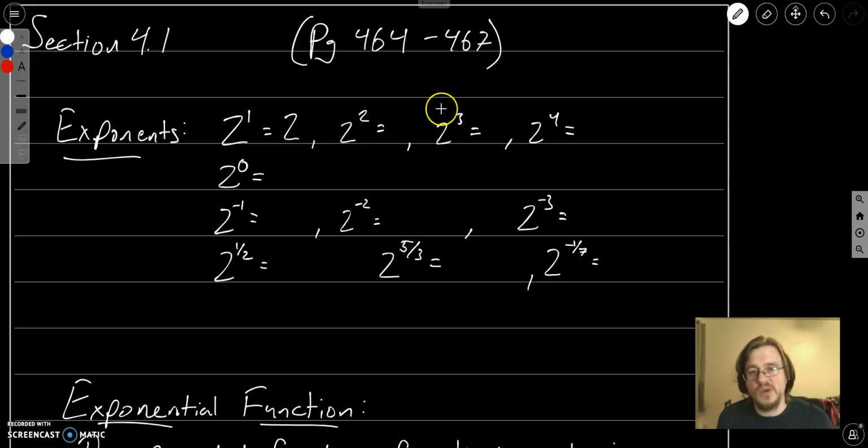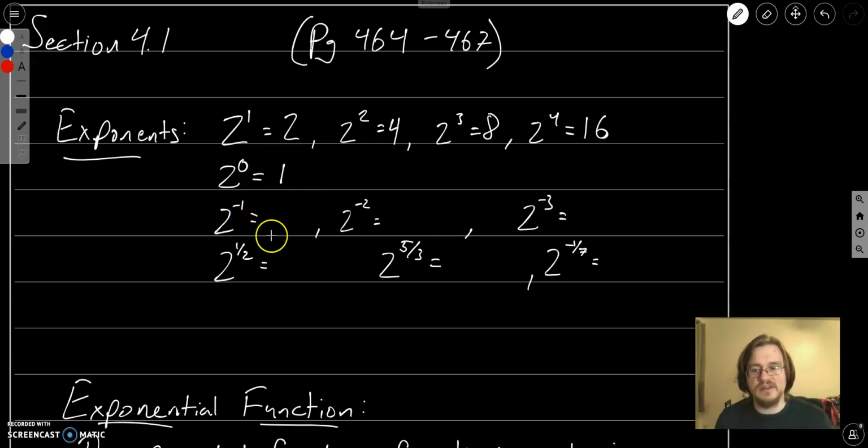Here we have 2 squared. Something squared is just it times itself, so 2 times 2 is 4. 2 to the third power is going to be 8. 2 to the fourth power will be 16. We're just adding factors of 2. We have 2 to the 0 power, and anything to the 0 power is just 1, except for 0. 0 to the 0 power is not defined, but anything else to the 0 power is always 1.